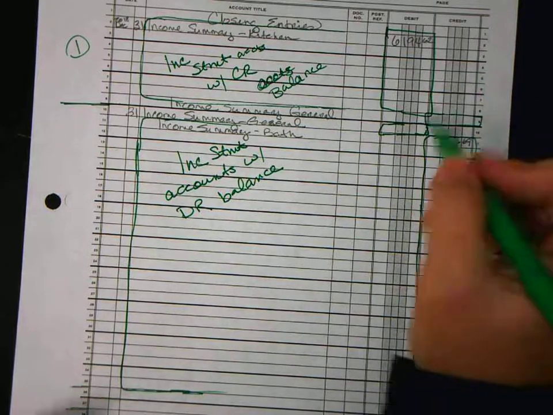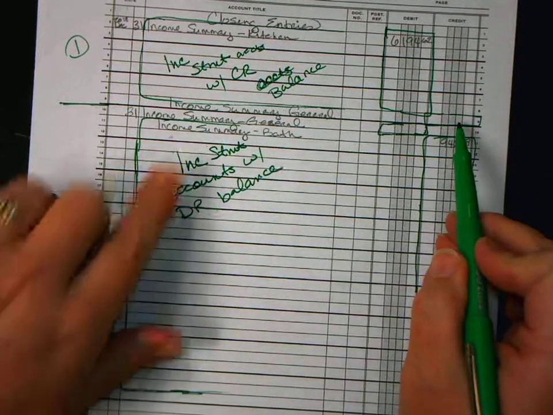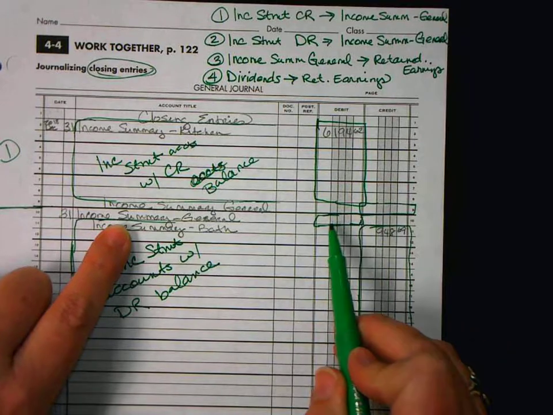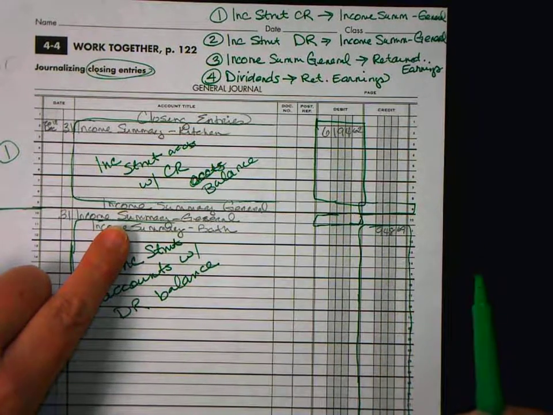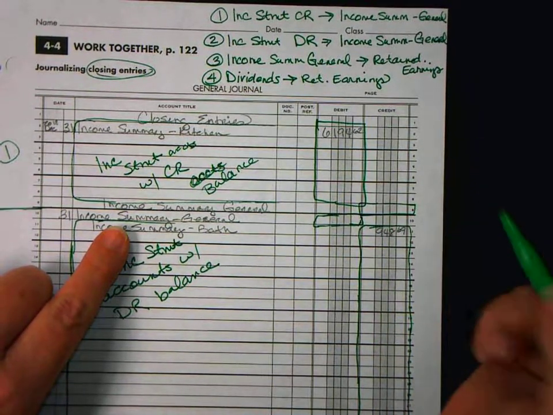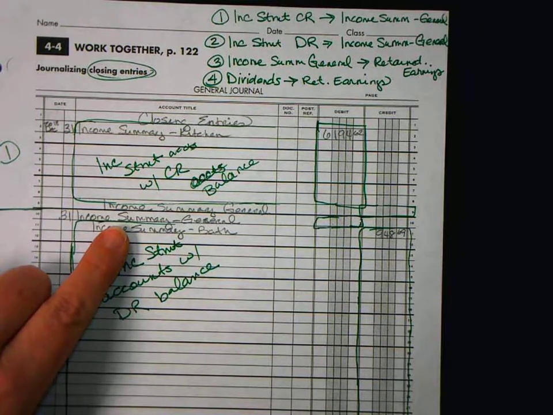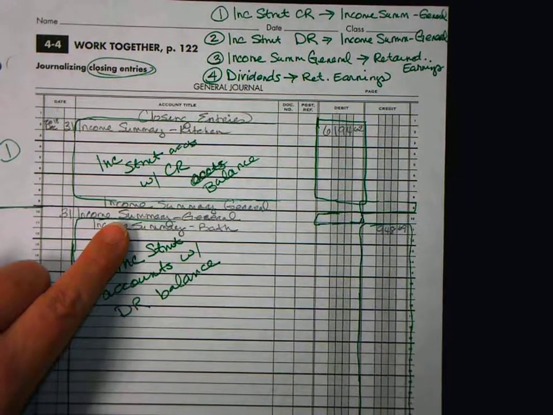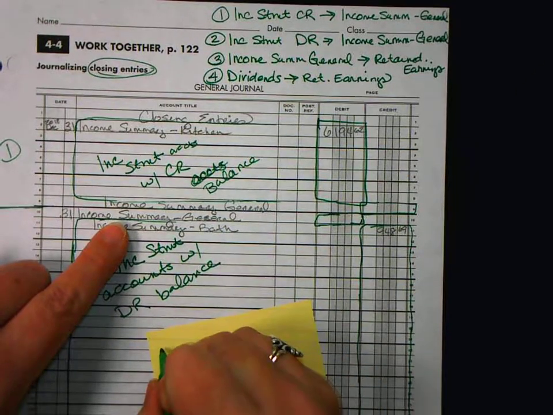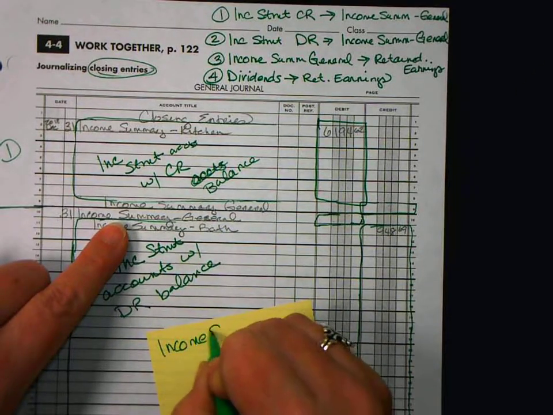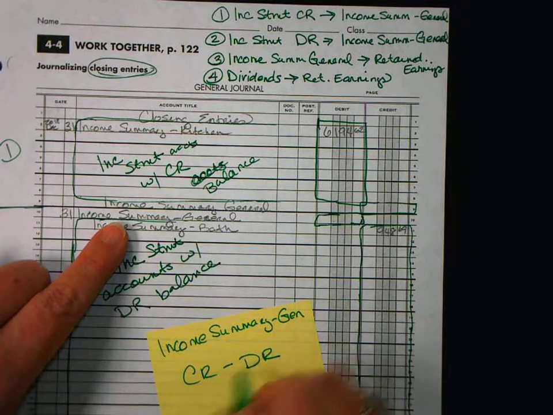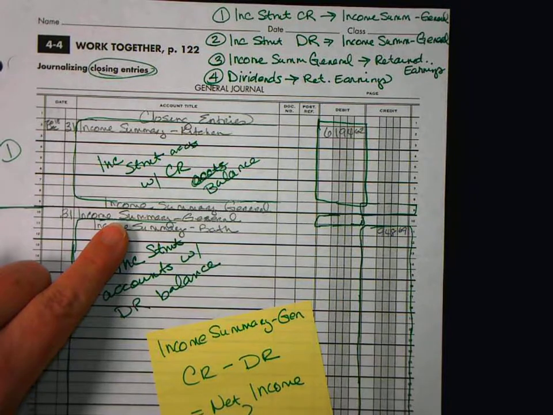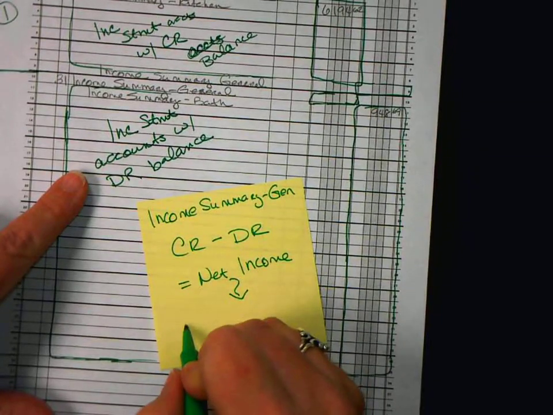All right, then that gives us a number. It gives us a credit in income summary general, and it gives us a debit in income summary general. And the difference between these two is your net income. So I don't know if you want to write that down somewhere or mark it, but basically income summary general credit minus debit equals net income, and that's going to get transferred to retained earnings.